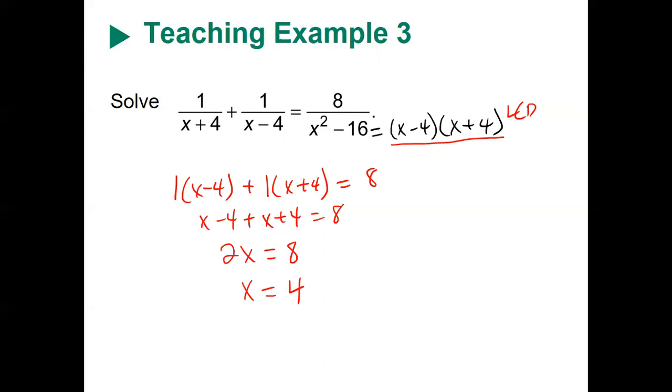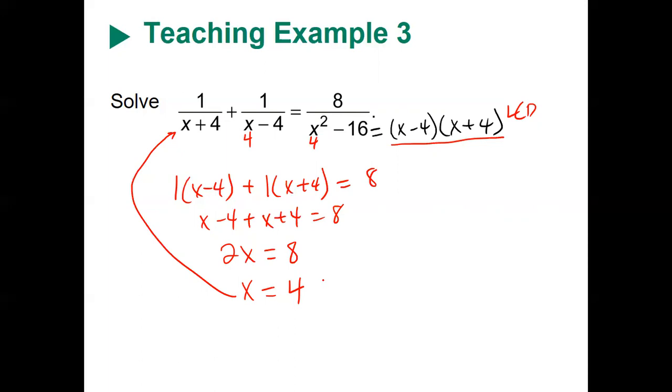So what does step 5 tell you to do? Step 5, we have to do what? Check for extraneous solutions. That means that if I plug this in, will it make my denominator equal to 0? If I plug 4 into any of the denominators, will it make it equal to 0? Yes, it'll make this one equal to 0, and it'll make this one equal to 0, right?